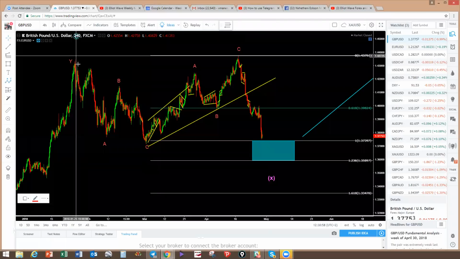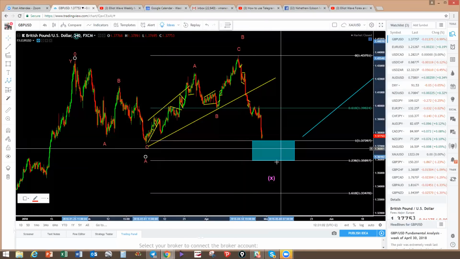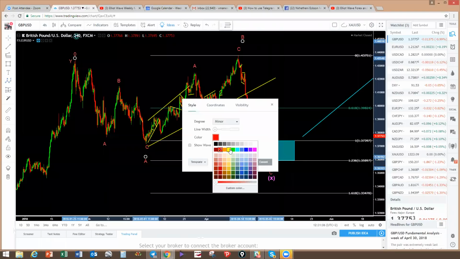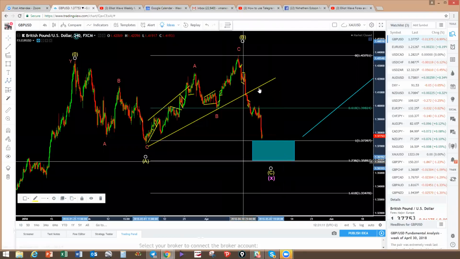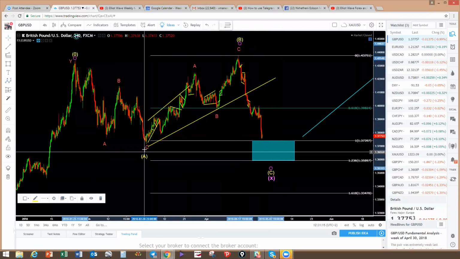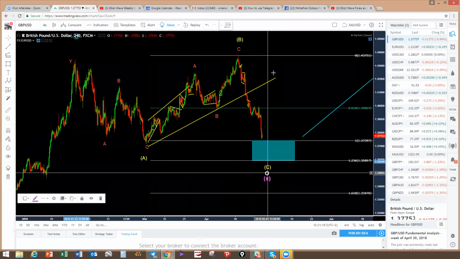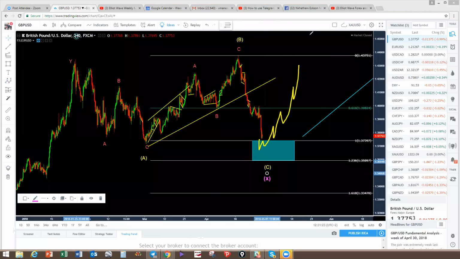It is a single flat correction. It's not a combination. This is not a combination like on Euro US dollar. So we leave this one as ABC. Okay, we're not going to go into the details of what the difference between a single flat correction and the combination flat correction looks like. Right, so this is what we have. An ABC move, and at the C, we're going to be looking for a reaction there.